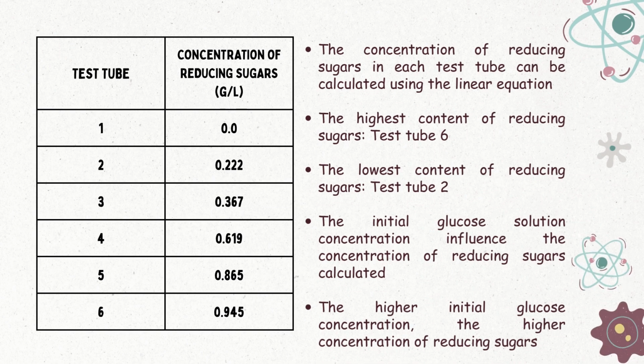Based on the graph plotted, the concentration of reducing sugars in each test tube can be calculated using the linear equation. The highest content of reducing sugar belongs to test tube 6, while test tube 2 has the lowest content of reducing sugar. The initial glucose solution concentration influences the concentration of reducing sugar calculated. The higher the initial glucose concentration, the higher the concentration of reducing sugars.